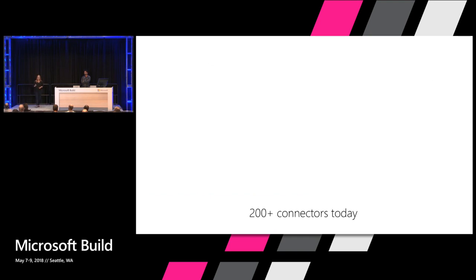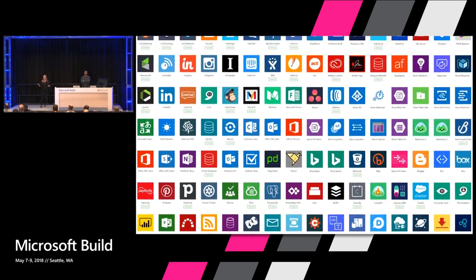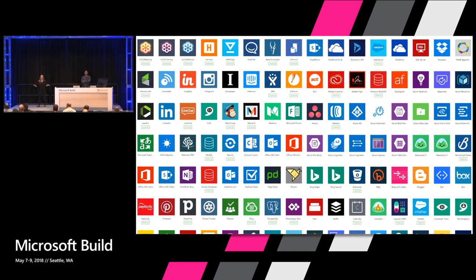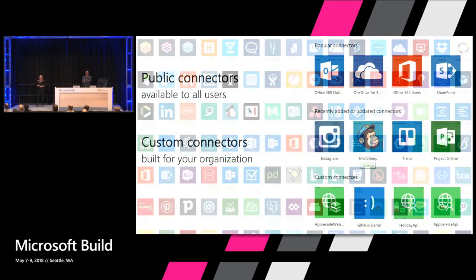As I mentioned, we have over 200 connectors today. And these connectors are from a wide range of sources and verticals and all of these different things. You can just see from the number of colors on the screen how many different sources that we connect to. Now, of course, we don't connect to them all. And so, if you have a service or something that you want to see in Flow, this is really where our custom connectors come in.